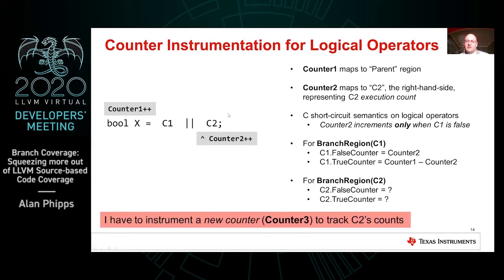So I've got to instrument a new counter here to track C2's count. I'll call this new counter counter 3. It's instrumented with the same semantic behavior as the logical OR so that I can achieve the same result. So in this case, I can use counter 3 to represent the false counter on condition 2, and I can use the difference between counter 2 and counter 3 for the true counter of condition 2. And of course, for logical AND, this whole thing is flipped a little bit, but the same principles apply.